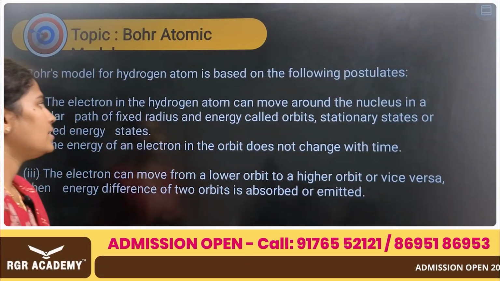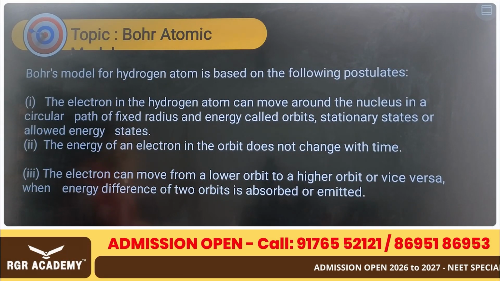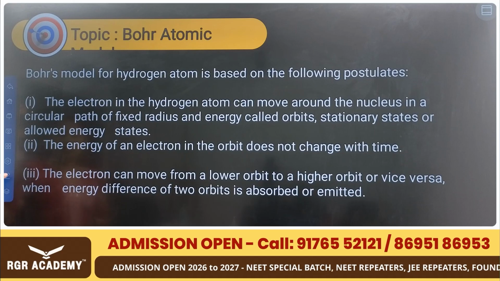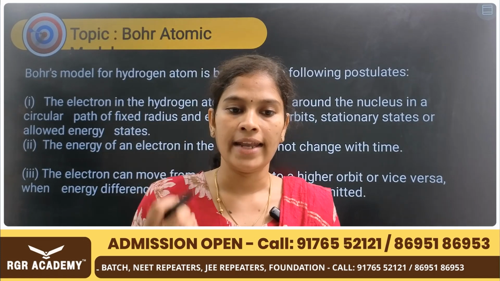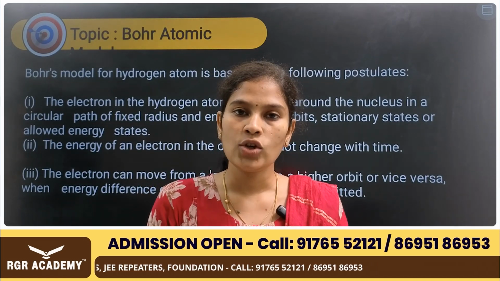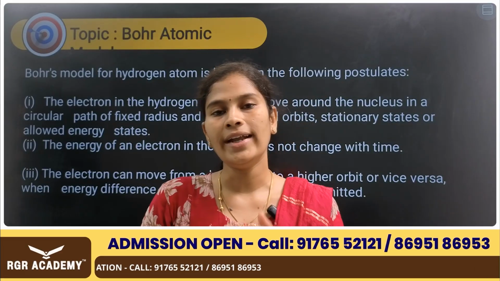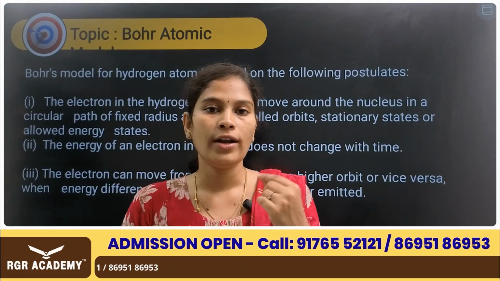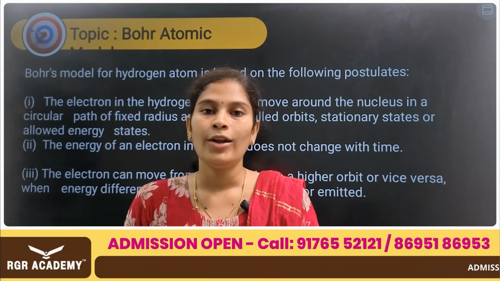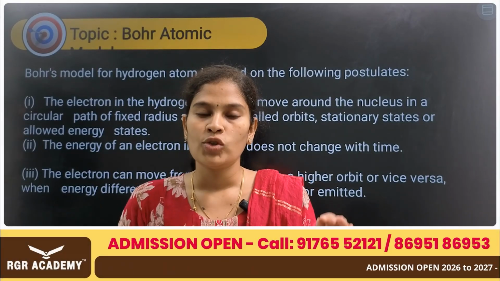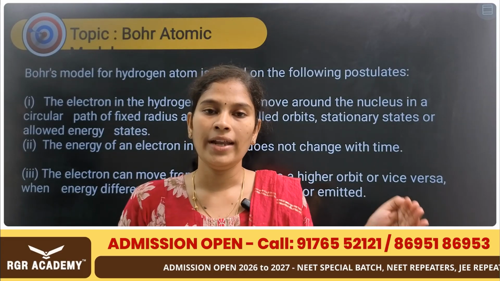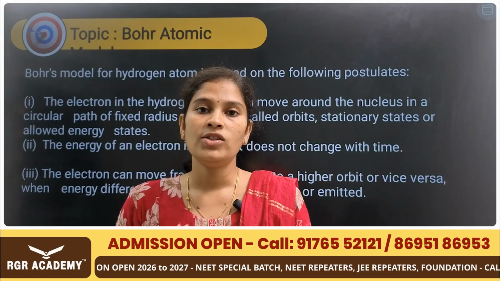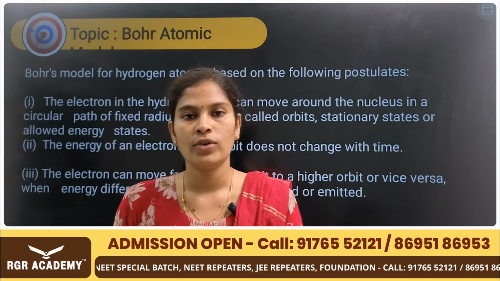The first postulate: the electron in hydrogen can move around the nucleus in a circular path of fixed energy called an orbit. Each orbit has some fixed energy, that is the main thing, and each orbit is also called a stationary state. Why is it called a stationary state? In the sense that an electron revolving in that particular orbit will not radiate or gain any energy. So the energy of the electron is constant in a particular orbit. If we change the orbit, the energy differs, but within the orbit the energy remains constant for the electron as well as for the orbit.